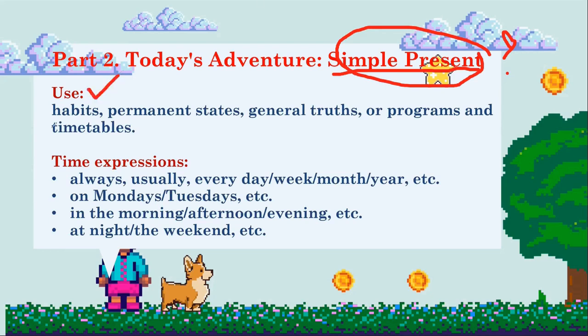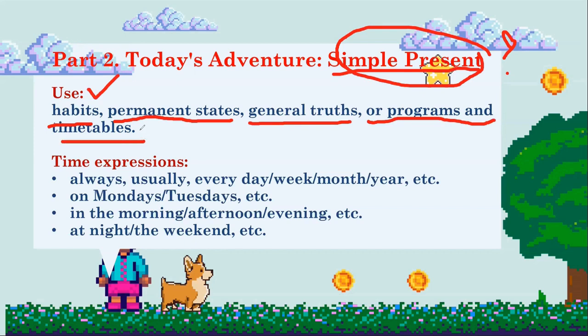The very first use is about habits, or in other words, actions we do repeatedly, like brushing our teeth every morning. Another use is about permanent states, facts that remain true over time, such as the sunrise in the east. Or maybe it's about general truths, or about trains and timetables.